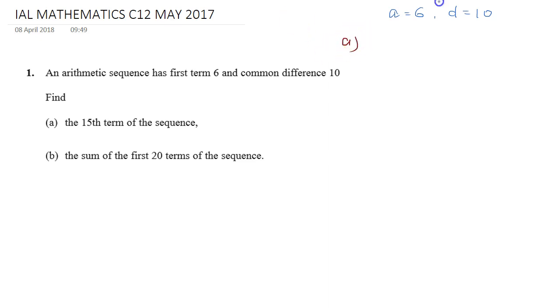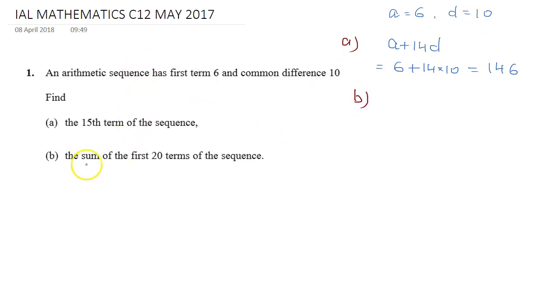So the formula for the 15th term is a plus 14d. So a is 6 plus 14 times 10. So that will be 146.